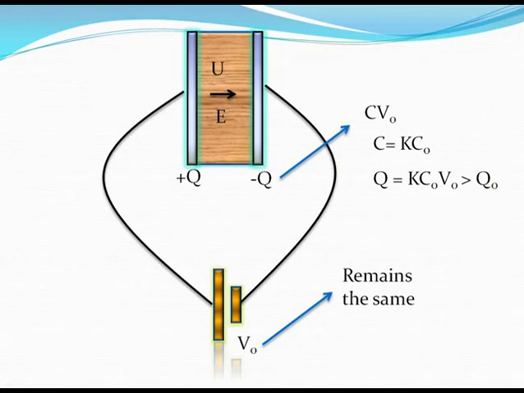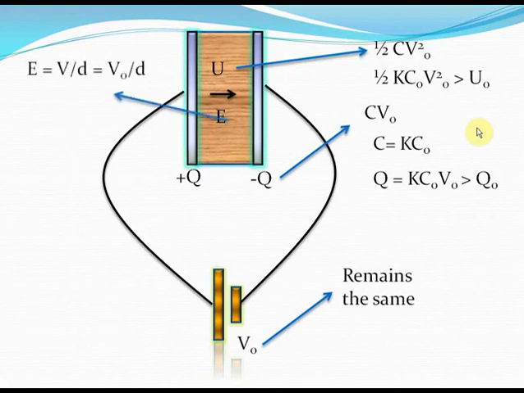What about the energy stored in the capacitor? Well, the energy stored will clearly be half CV0 square. But C, the new capacitance, is K times C0. So the new energy stored will be half into K into C0 V0 square. Now that is definitely greater than half into C0 V0 square, the initial energy. So U, the new energy, is definitely greater than the initial energy U0.